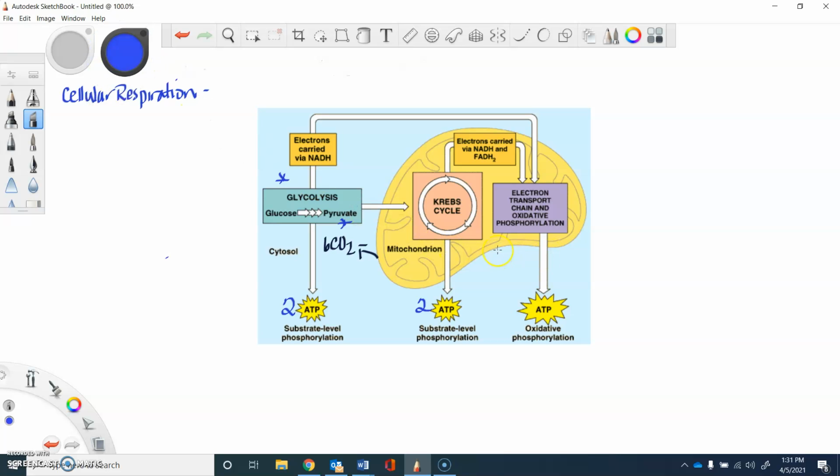All right. Then we have all those electron carriers, the NADHs and the FADH2s, and they go over to the electron transport chain, where they make about 28 ATP, 28 to 30 ATP. So ultimately, we get about 32 to 36 total ATP per molecule of glucose.